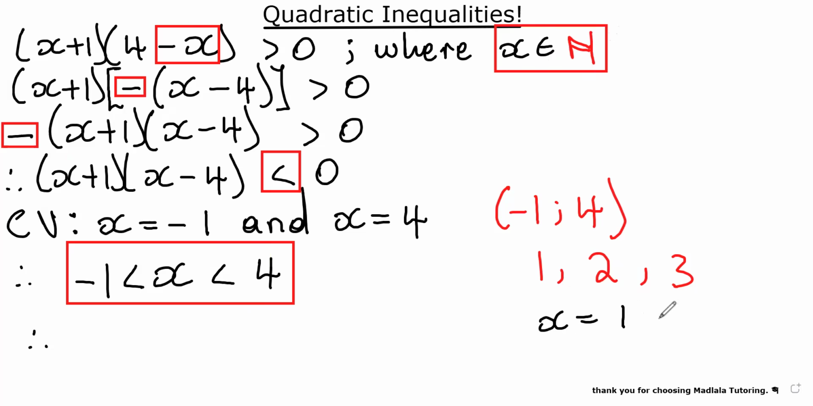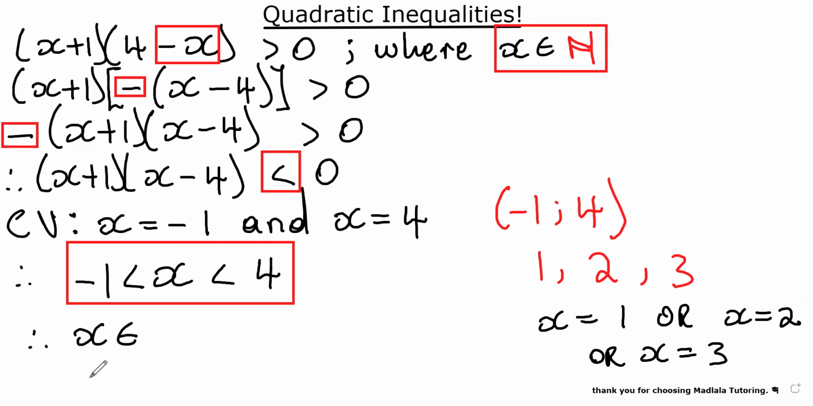But this is how you write it when they say x is an element of natural numbers. You won't say x equals 1 or x equals 2 or x equals 3. No, you're not going to say that. What are you going to say instead? You write it in set builder notation. So you say x is an element of a set of values, which will just be 1, 2, and 3. So that's the difference. You write it in set builder notation.